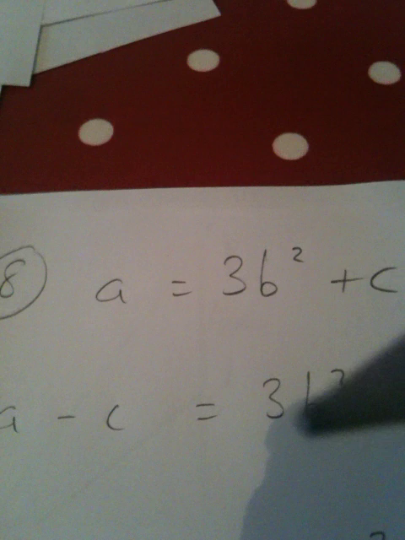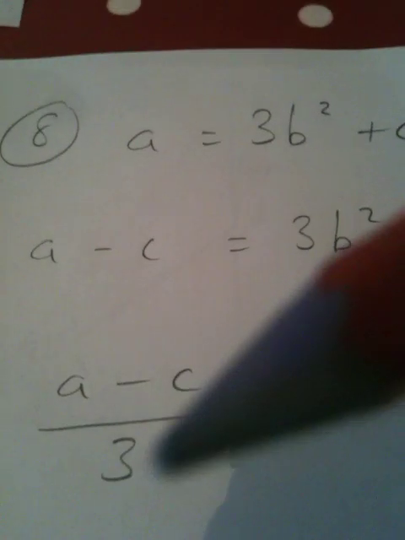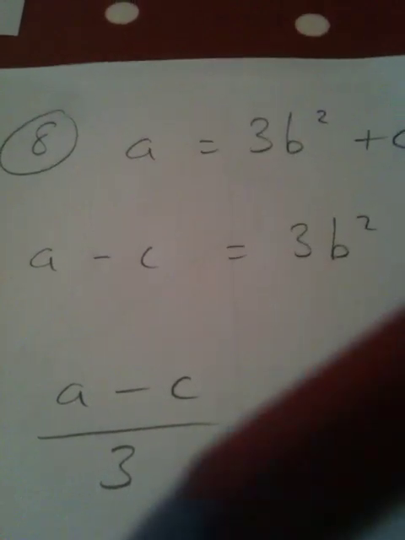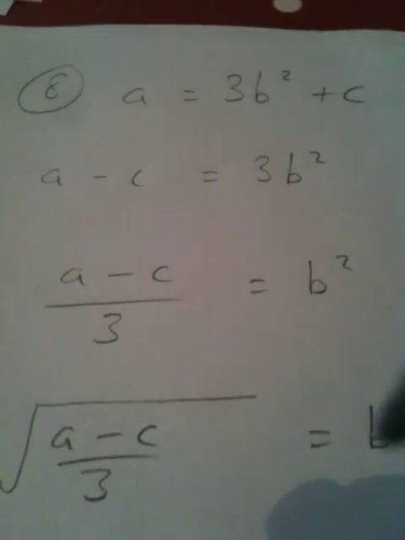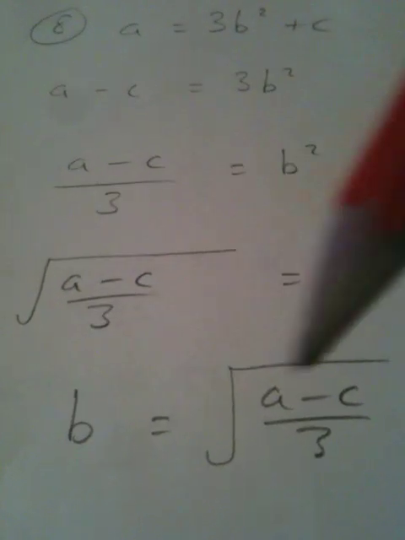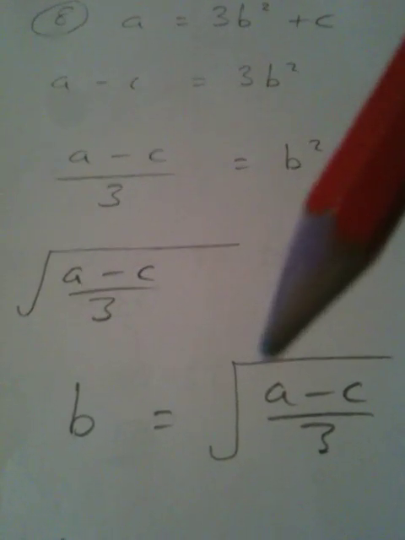I am then going to divide through by 3. Divide both sides by 3, and that's what you get. And then I want b, but I've got b squared, so I'm going to square root both sides. So it'll be the square root of all of this is the square root of b squared, which is just b. So I get the square root of that equals b, and because b is the subject, it should be on the left hand side. Just move across at the end.